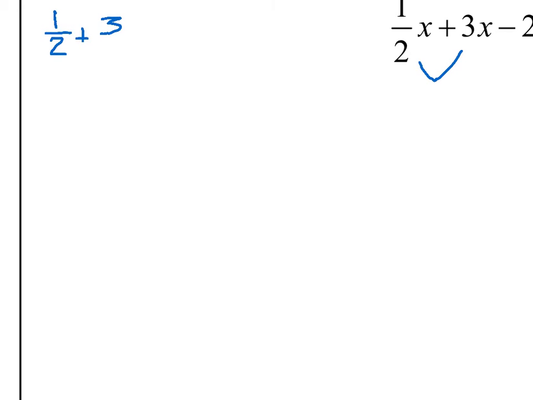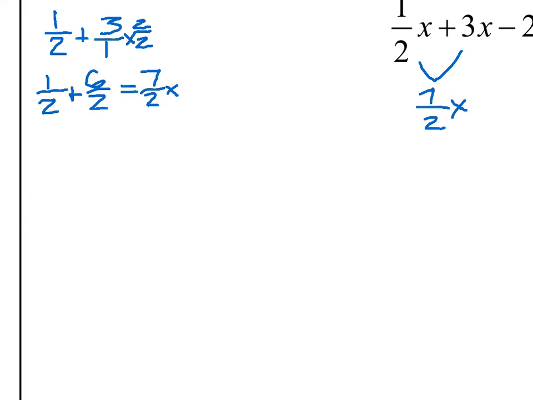You sure? Don't we change that one? Oh well. It's 3/1 times 2/2. And he wants to change it to have common denominators, which is an excellent idea. It's the only way you can add fractions. That's going to give me 7/2 x plus -2. This side is now simplified.